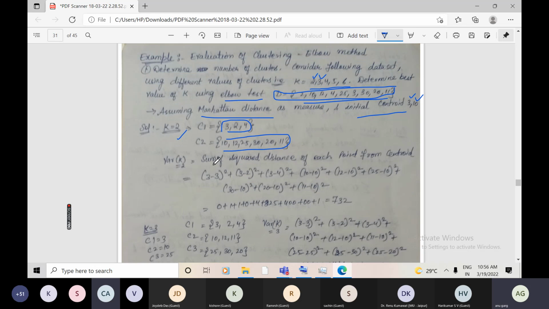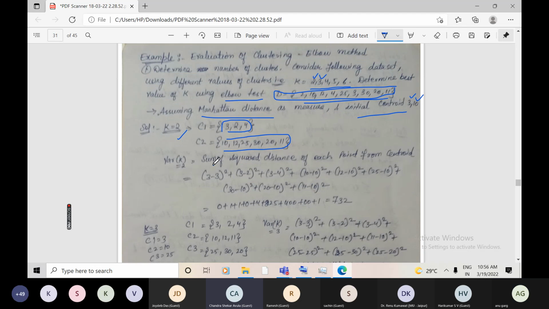So first we start with k equal to 2 and divide this particular data set into 2 clusters. How will you divide? Take the values near 3. And then after 4, 10 is far away, right? So you take all of those under another cluster. And then you find some.